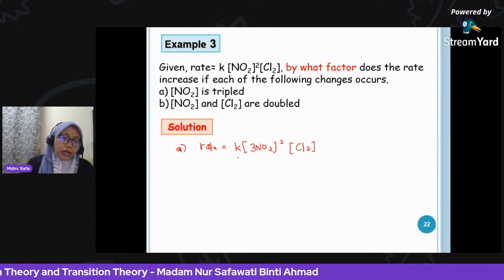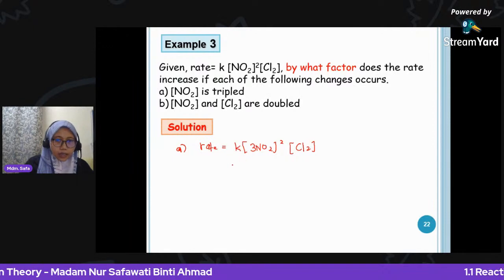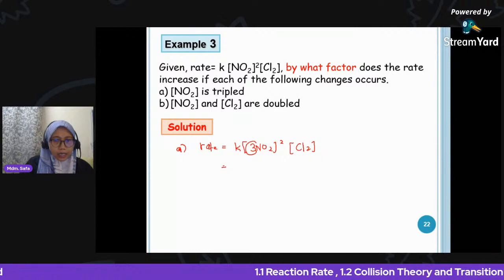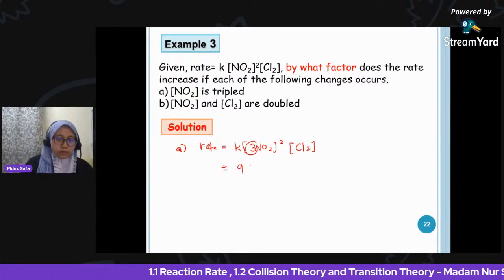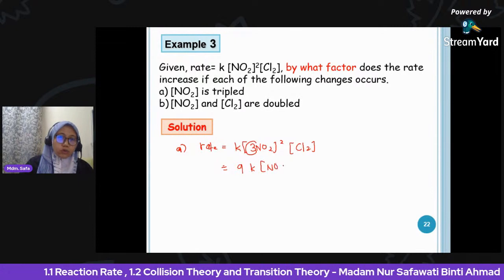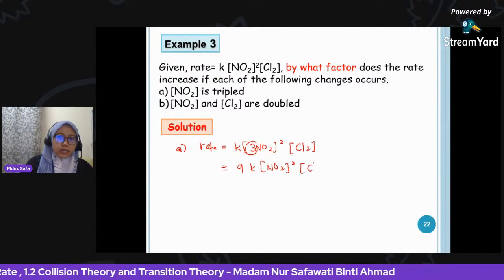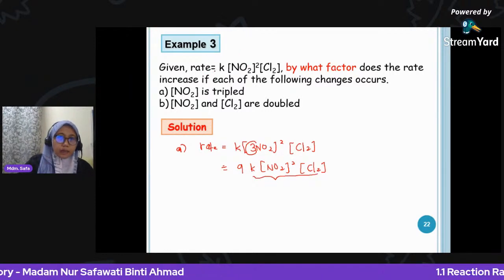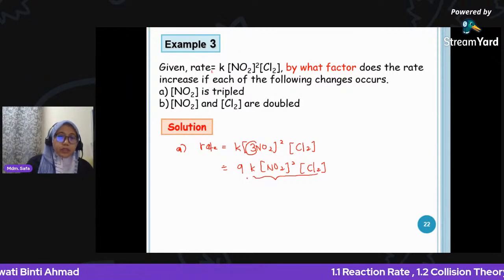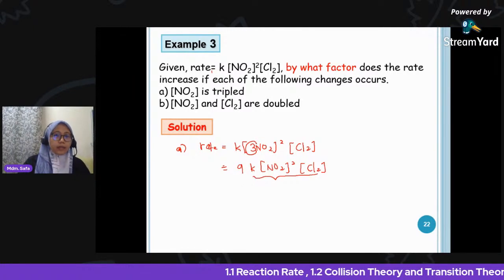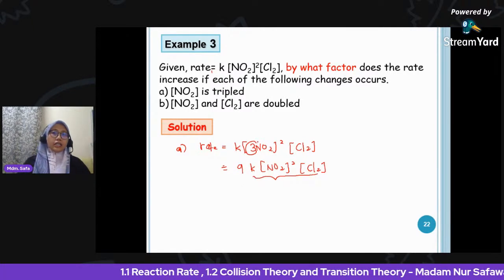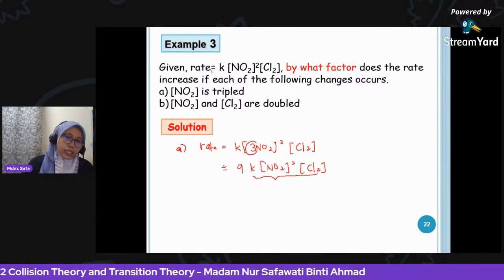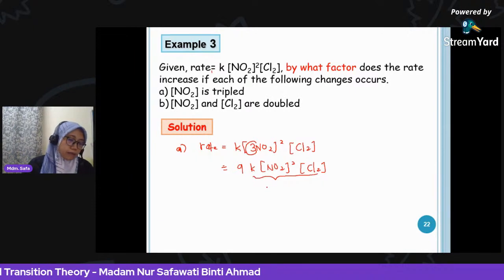Maksudnya dia remain lah. Okay, so dia akan jadi, apa dia? Okay, so kalau kita tengok kat sini, 3 kuasa 2. So dia akan jadi 9 lah. So kita terus letak 9 dekat depan. Tulis balik NO2 power of 2 and then Cl2. So kita akan dapat yang ini adalah yang asal tadi, yang rate yang mula-mula yang dibagilah, katakan rate 1. Okay. So bermakna kalau kita tengok kat sini, apa jawapan kita? It increase by factor of 9. Okay, the rate of reaction is increased by factor of 9.